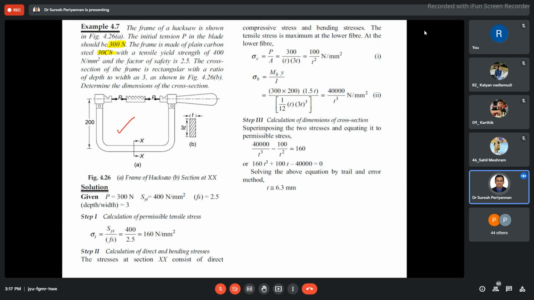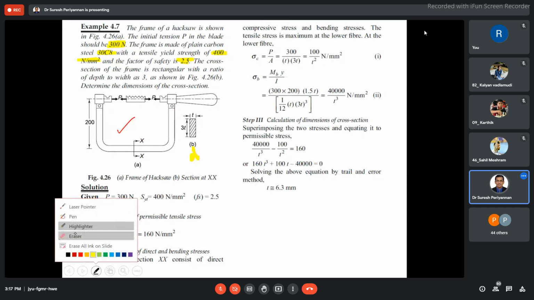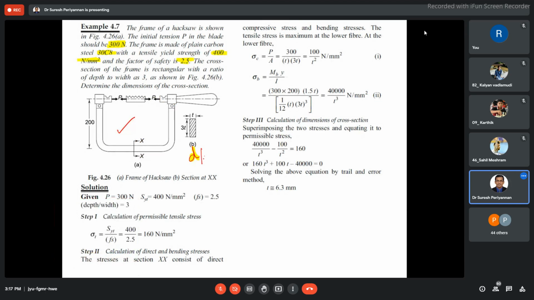Identification of the material, 30C8. The tensile strength is 400 Newton per mm square, and the factor of safety is 2.5. The cross section of the frame is rectangular with a depth to width ratio of 3. They have given the D by W ratio. Now determine the dimensions of the cross section. Our aim is to define the dimensions of the cross section.